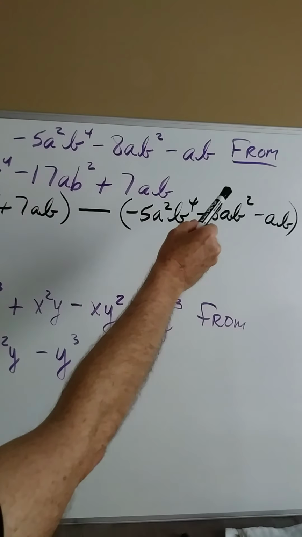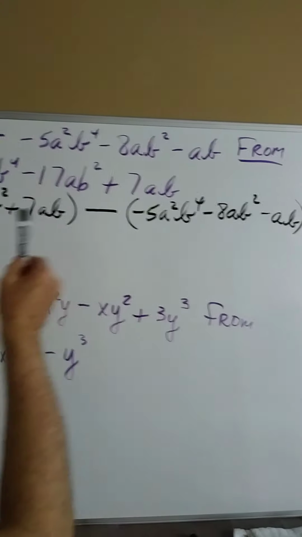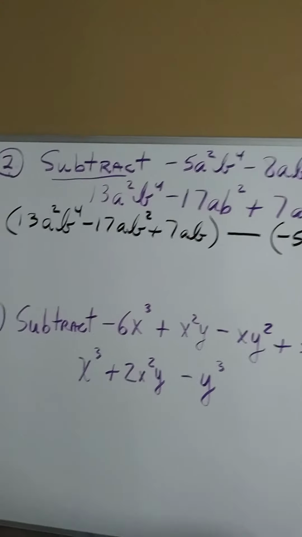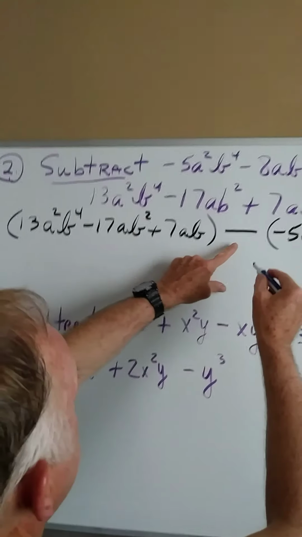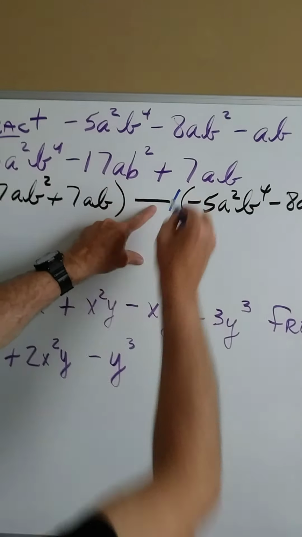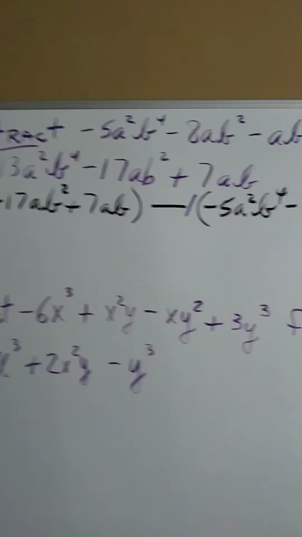Whatever comes after "from" is written first. We wrote it first. Here's the first one. It's going to stay just as it is right here. I'm going to insert a distributor of negative 1. Down.